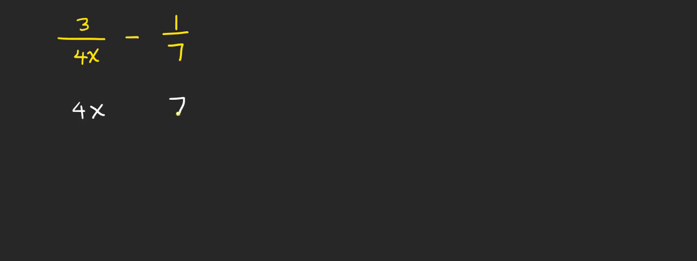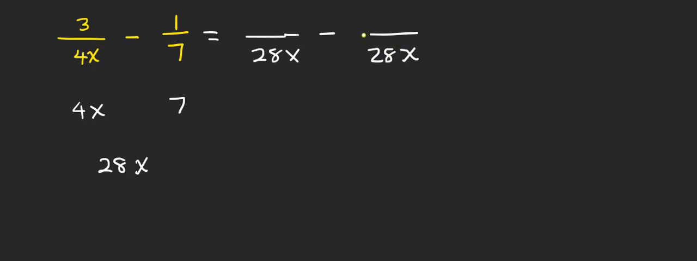Well, 4 and 7, LCM is 28. And you have x, and here you don't, so you just put x. Now notice, 4x can go into 28x, and 7 can go into 28x. So what we're going to do is we're going to put 28x minus 28x. 4x goes into 28x 7 times.